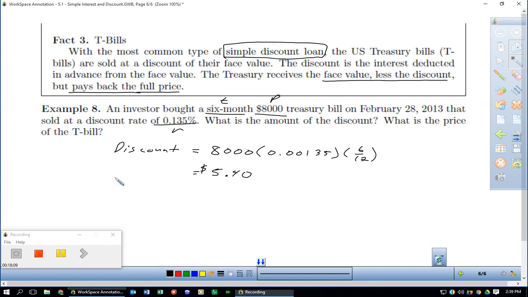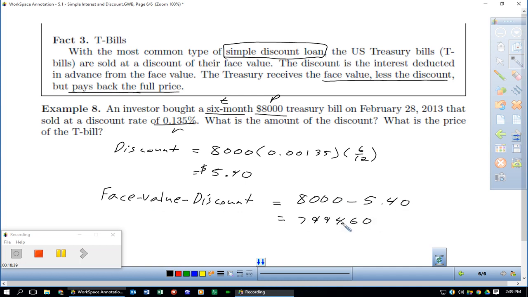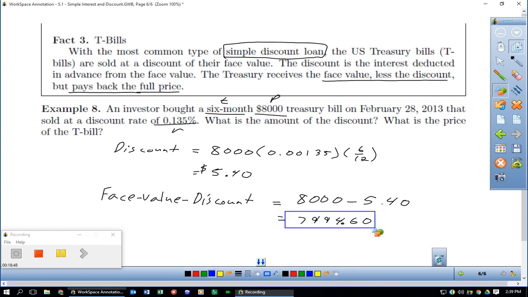Now the price of the T-bill, what they're going to charge you, is going to be the face value minus the discount. So originally it was an $8,000 bill minus $5.40, which should give us $7,994.60. Let me make sure of that. Yes. So how much will you actually pay for it? You'll give them $7,994.60, and they, in 6 months, will give you $8,000.